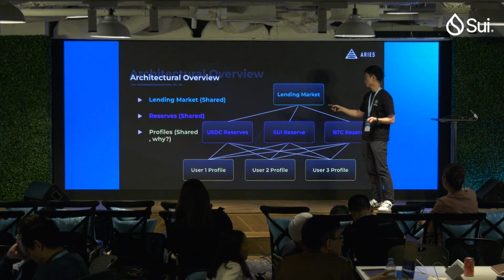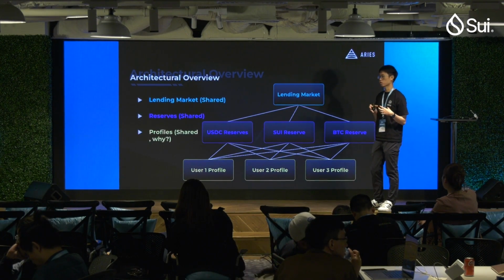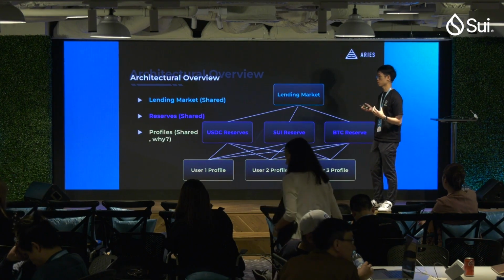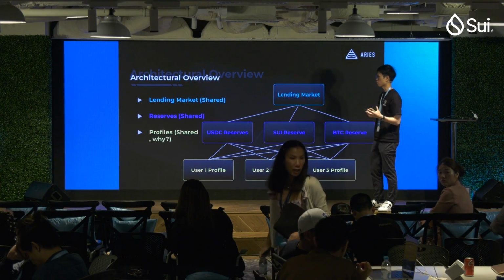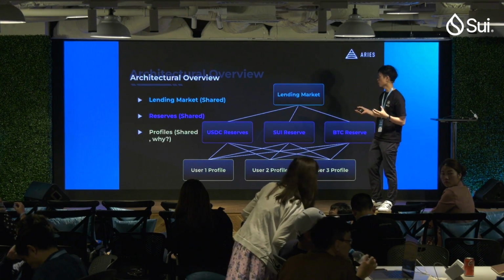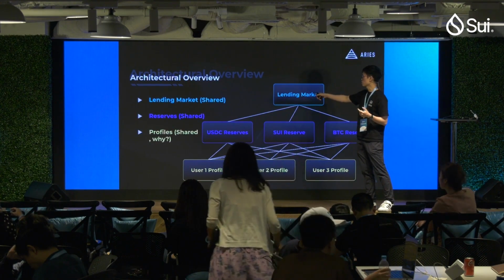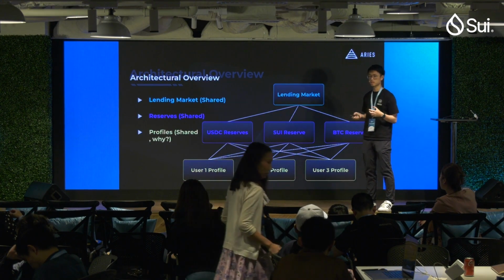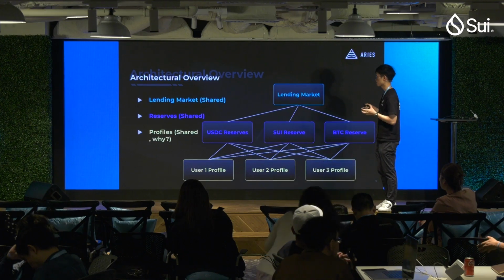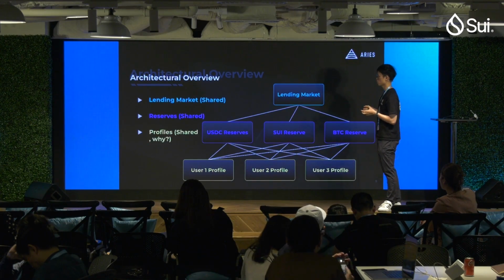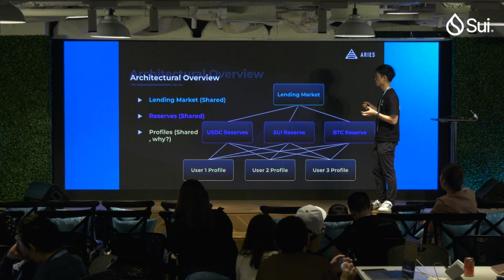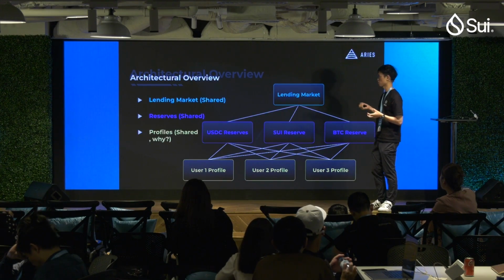And then every user will have a profile, and this profile corresponds to one user's sub-account. So for one account, they could have multiple profiles. And for lending market, reserve, and profiles, everything is an object, and specifically, everything is a shared object. So you might be wondering, why do we need to have a profile also be a shared object?